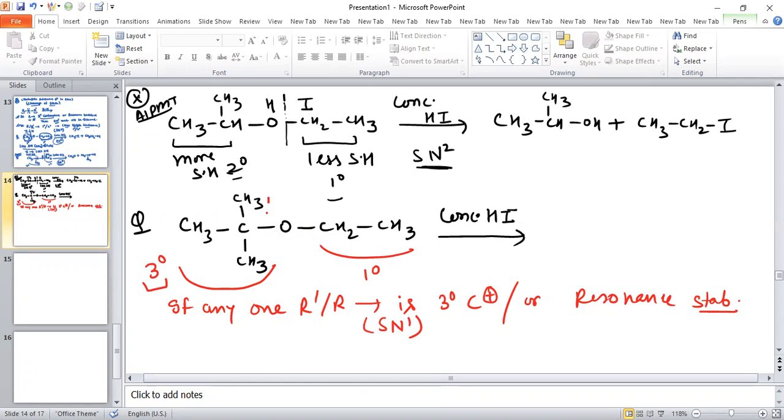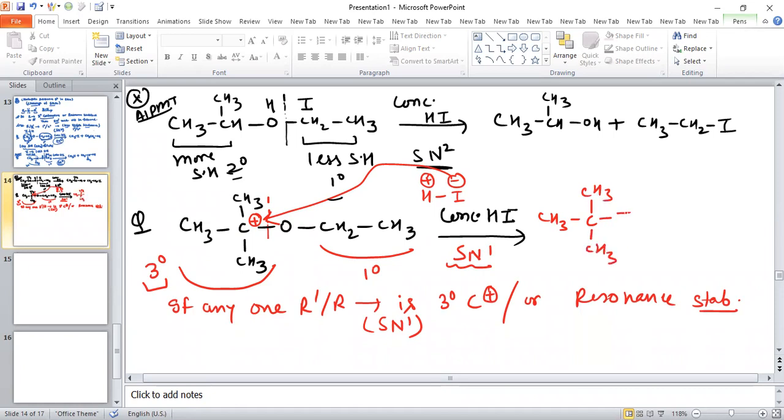So the stable carbocation is formed when the bond breaks from this side, because positive charge will come on this carbon. And HI has two parts, H positive and I negative. So this I negative, because the mechanism is SN1 this time, will attack on the more stable carbocation. So the final product is CH3C, CH3, CH3 and I, plus CH3, CH2, OH.